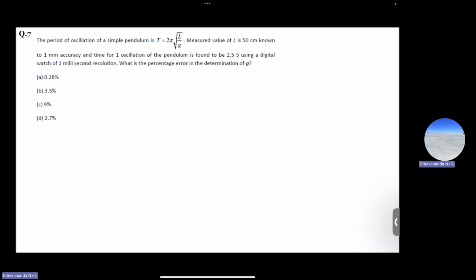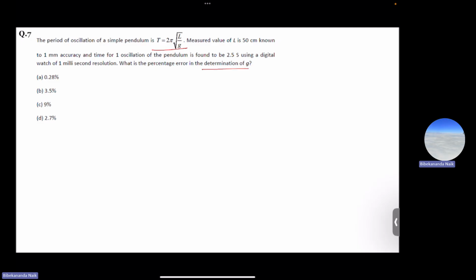Now we'll move to question number 7. Question number 7 says the period of oscillation for a simple pendulum is T equals 2 pi square root of L by g. Measured value of L is 50 centimeter, known to 1 millimeter accuracy, and time for one oscillation of the pendulum is found to be 2.5 seconds using a digital watch of 1 millisecond resolution. So what is the percentage error in the determination of g?